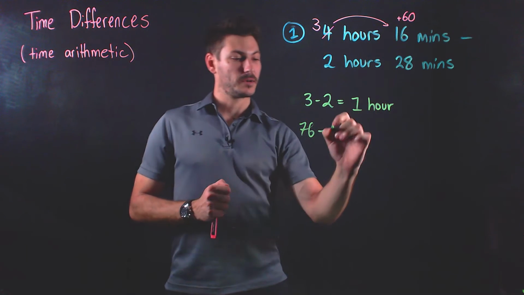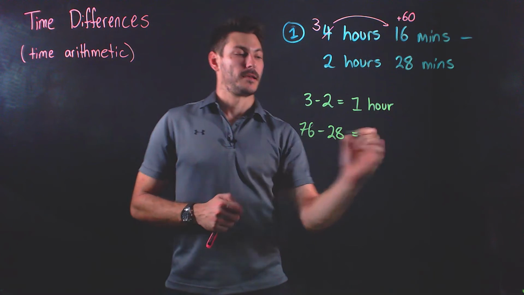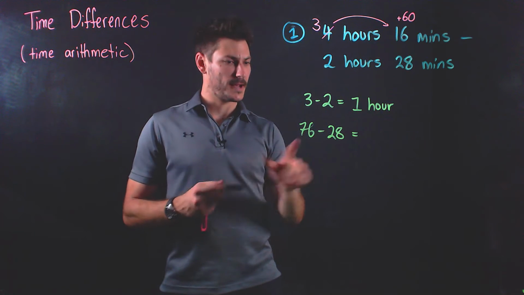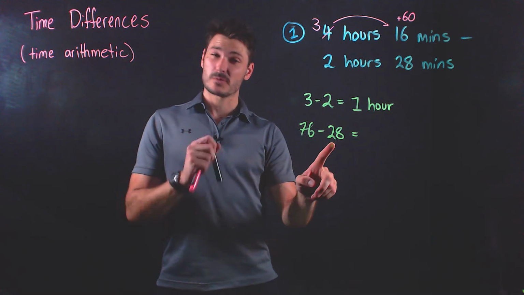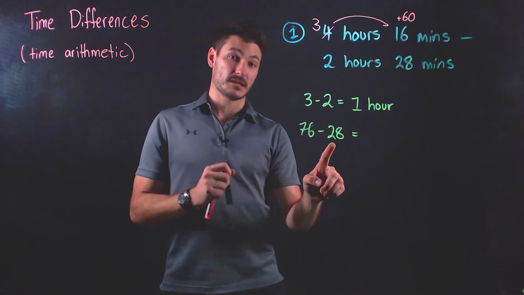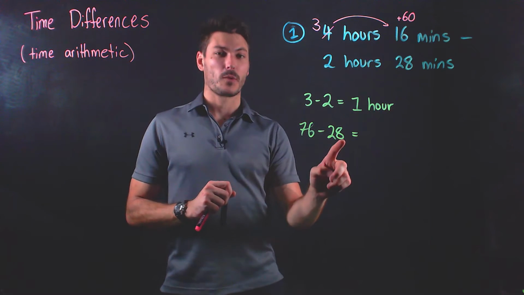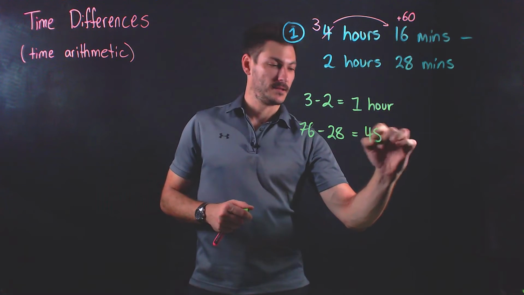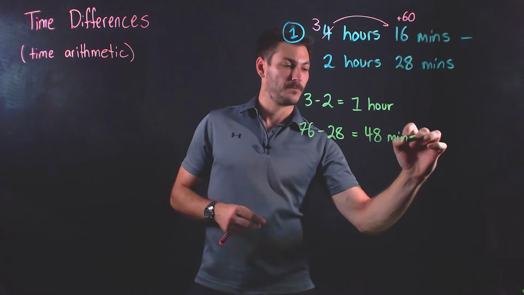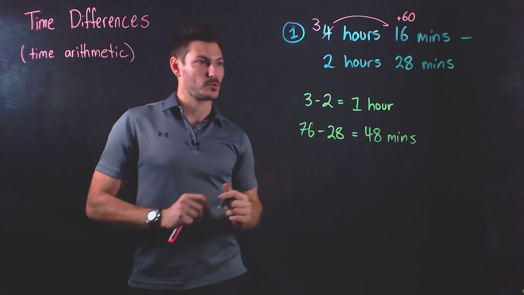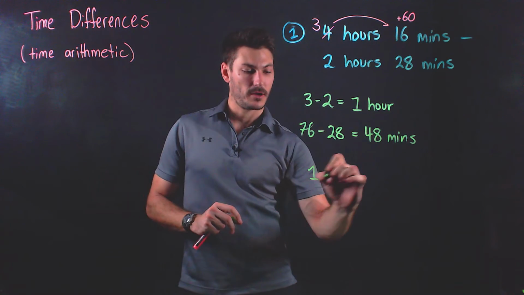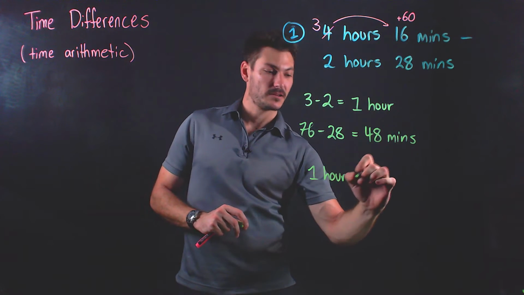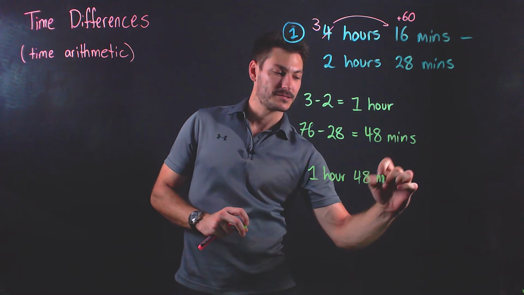And I'm going to take away the 28 minutes here. Now a bit of mental arithmetic skills. 76 take away just 20 would leave me with 56. And then 56 take away this remaining 8 that I haven't used is 48 minutes. And so my final answer to this question is going to be 1 hour and 48 minutes.